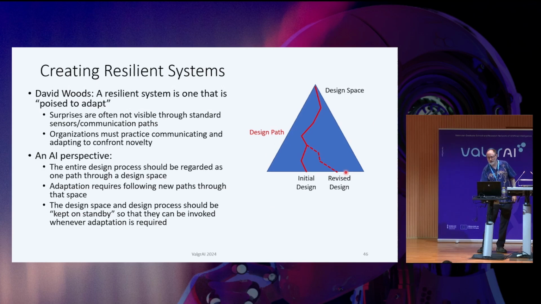Now again, as an AI person, the perspective I bring is when we think about a design space, right, we think about an entire space of possible designs, and we know the particular design that was built followed some decision-making path through the design space and produced the design. And so what it means to be poised to adapt is that ideally we would keep the entire design space and design process on a sort of standby state so that we could, in the face of novelty, roll back and follow a different path in the design space and say, oh, we need to revise our design now to be this different choice.